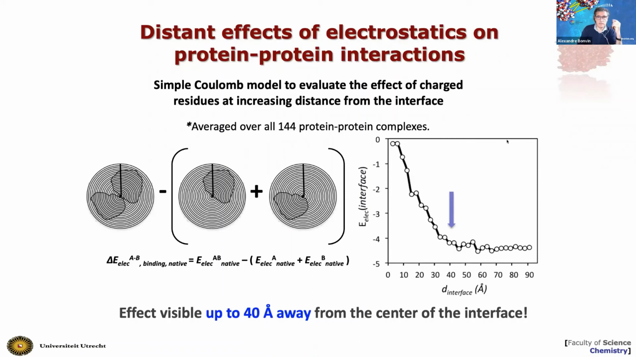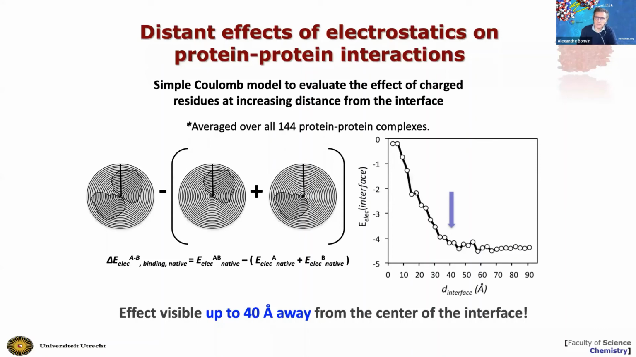We basically place ourselves at the center of the interface in a complex, and then start drawing spheres around the center, and then we calculate the electrostatic contribution of the charged amino acids to the center, as a function of the radius of those spheres. And we do that for the complex, and we do that for the separated protein, and then we take the difference. And this is giving us basically the electrostatic contribution to the binding, kind of.